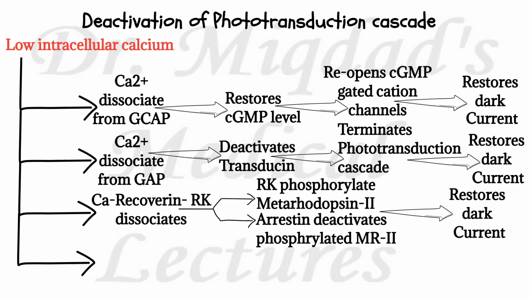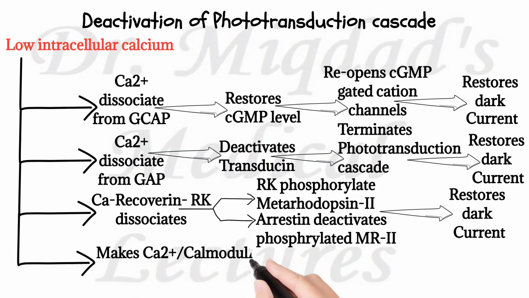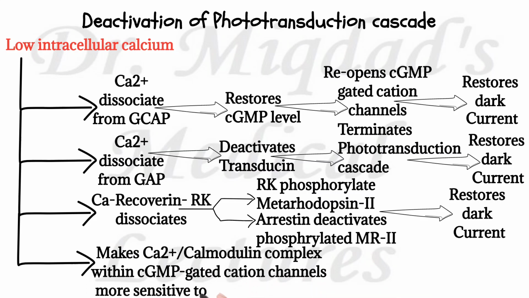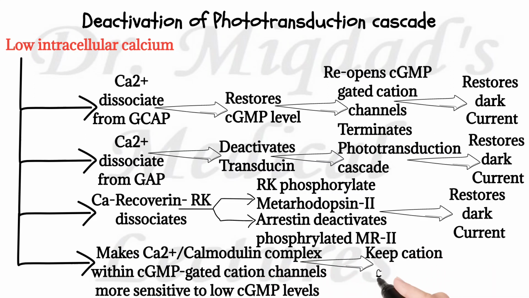Finally, low intracellular calcium level makes the calcium calmodulin complex within the cyclic GMP gated cation channels more sensitive to low cyclic GMP levels, thereby keeping the cyclic GMP gated cation channels open even at low cyclic GMP levels and thus restoring the dark current.